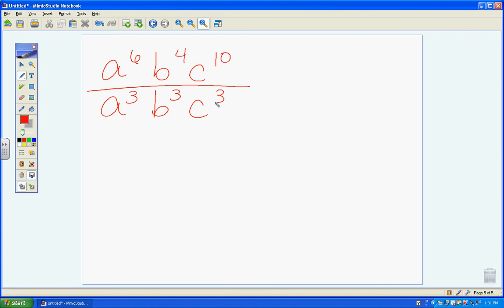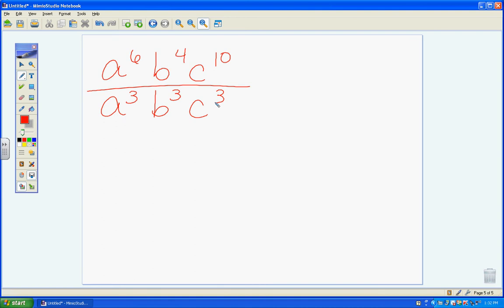Just equals just that term because the bottom was totally gone. So if I had to write this out in expanded form, what's the top going to look like? It's going to be long, right? We're going to have 6 A's, 4 B's and 10 C's. That's why we want to know the shortcut.